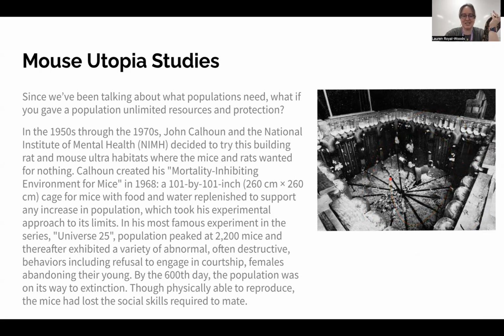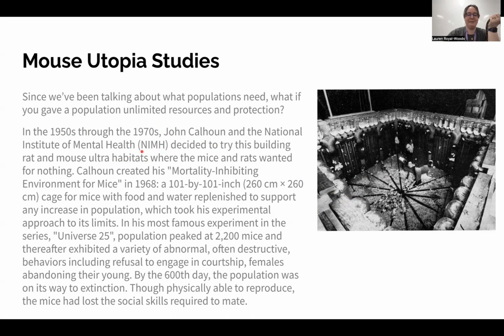He made these things, and he studied these mortality-inhibiting environments for mice. Like I said, he made these ultra habitats so the mice and the rats wanted for nothing. Now, he was working with the National Institute of Mental Health. Notice the name when you abbreviate that. If you are a fan of a certain cartoon movie or books, you probably are going, what, right now? I'll get to that at the end.